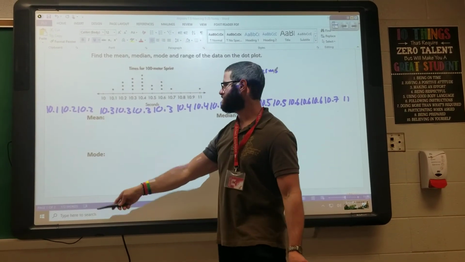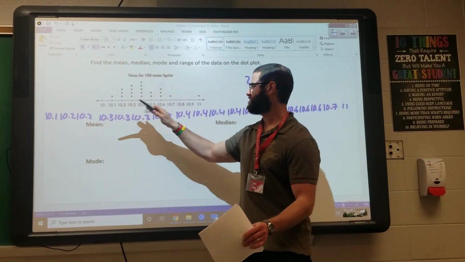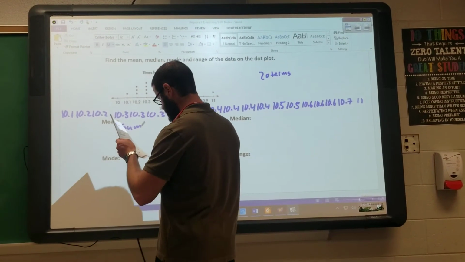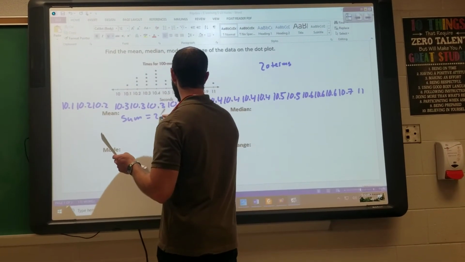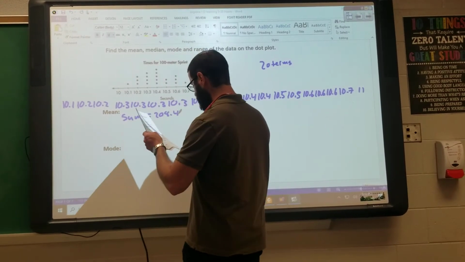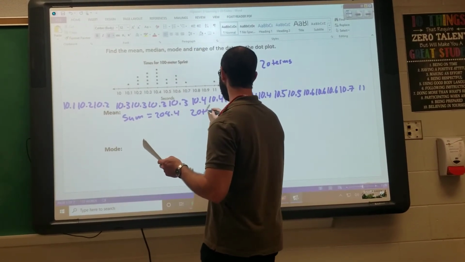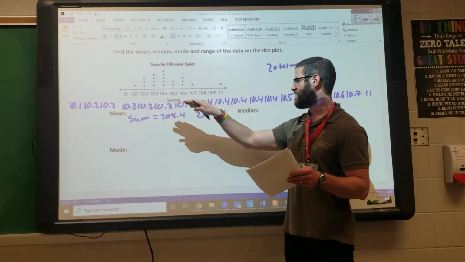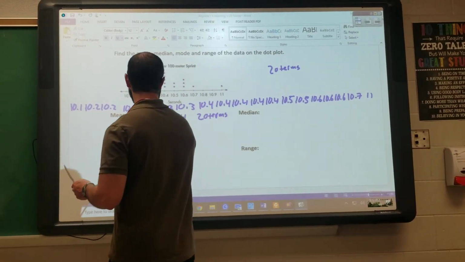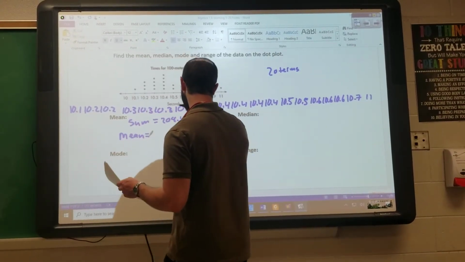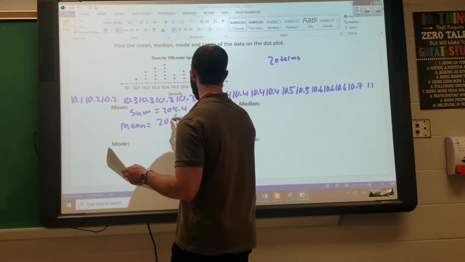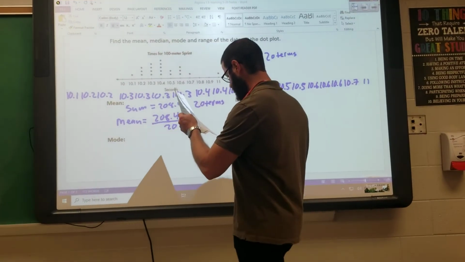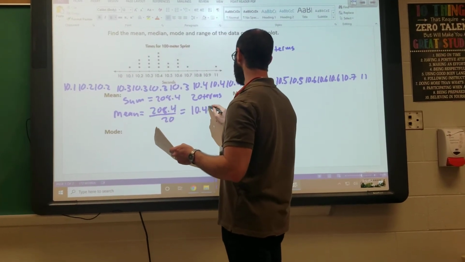If we add all these numbers up, 10.1 plus 10.2 plus 10.2, so on and so forth, the sum of adding all of them up is 208.4. The number of terms is 20. How do I find the mean again? I take the sum of the terms divided by the number of terms. The mean equals 208.4 divided by 20, and I get 10.42.